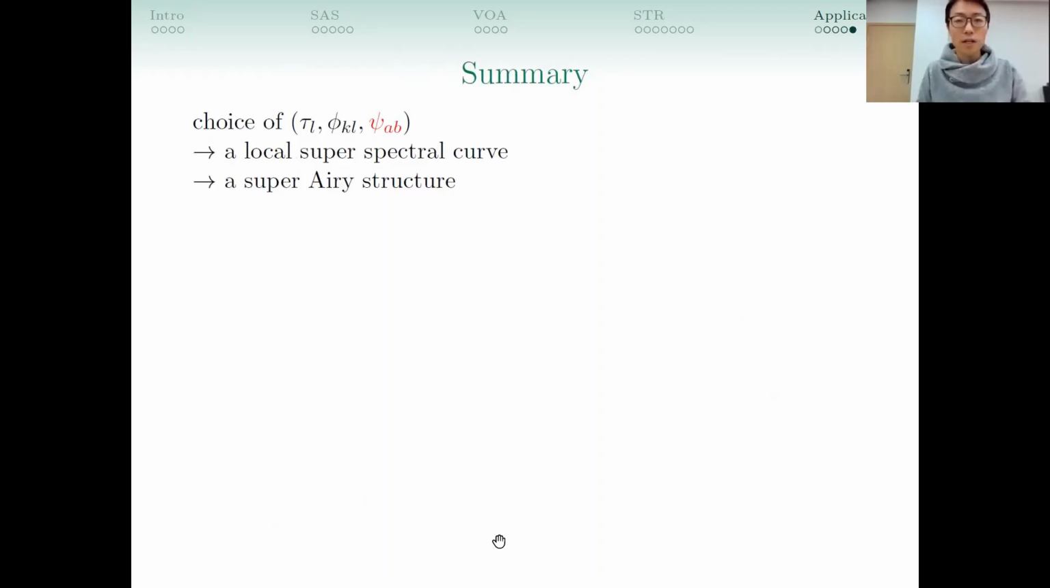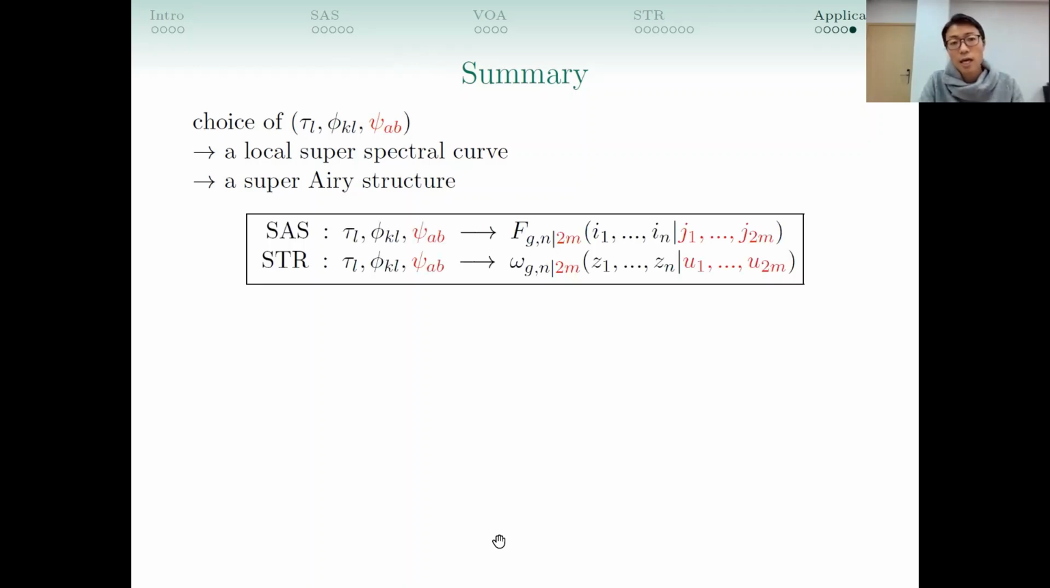All right, so for the last 5 minutes, let me just summarize. It's very important to keep in mind that all the choice you have is just 3 parameters, tau, phi, and psi. If you fix them, you can completely fix either a local super spectral curve or a super structure, a set of differential equations. And you can think of both of them, whichever is convenient for you, as a machine that takes those parameters as the initial condition, and it spits out either coefficients of the free energy of the super structure or differentials that you can compute from super topological recursion.